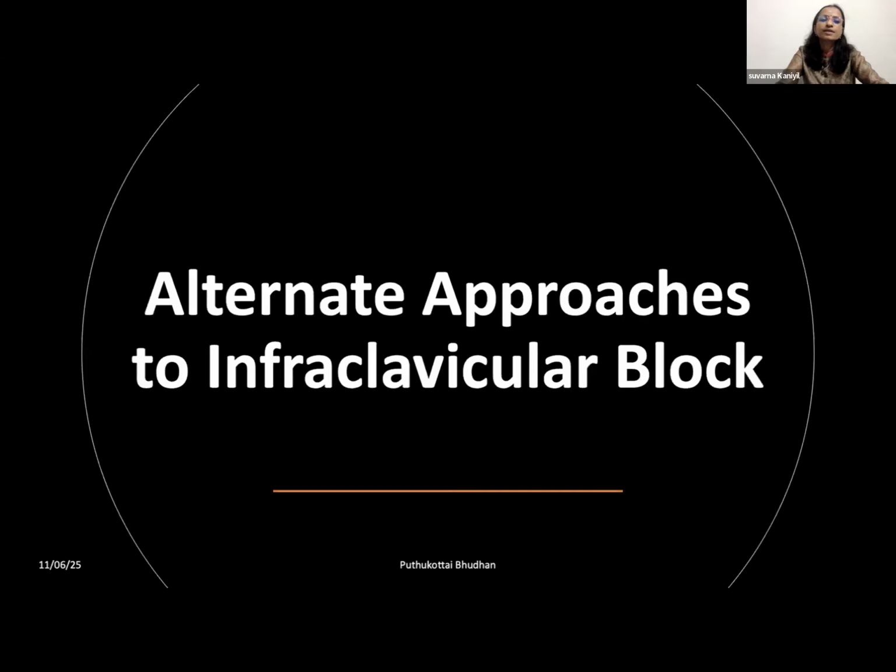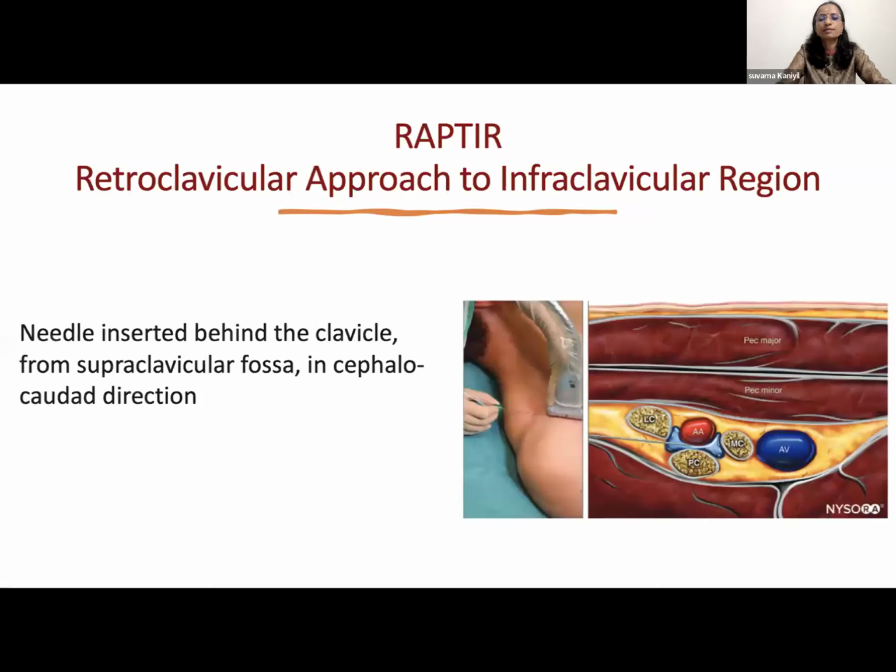So there are different alternatives or variations to the infraclavicular block. In the classic approach, the difficulty is the needling, because an acute angulation is required. So different modifications have come up. One of the modifications is the RAPTOR or the retroclavicular approach to infraclavicular block. Because as I said, in the classical approach, the needling is very difficult.